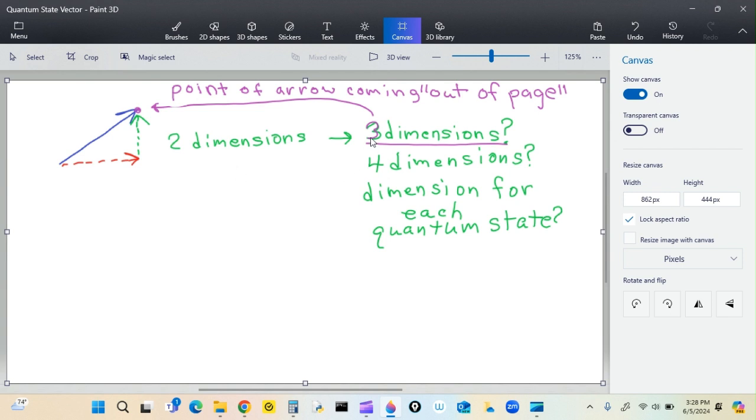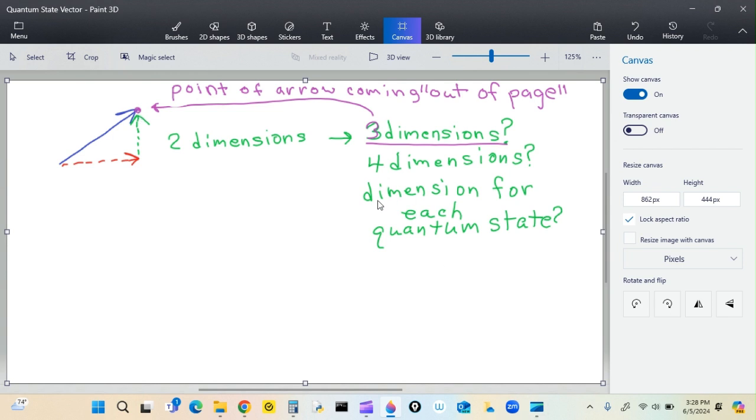Is that it for dimensions? What about 4 dimensions? Well, what if we put time in here and said that there was a certain time element to this? We couldn't draw 4 dimensions, but we certainly can think about 4 dimensions.